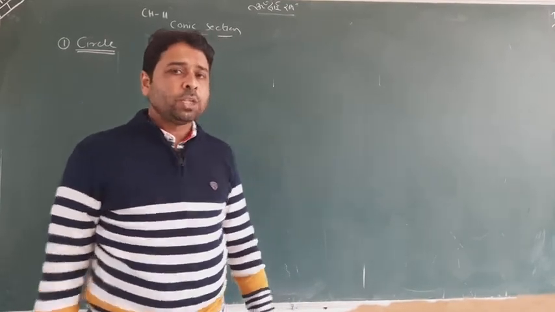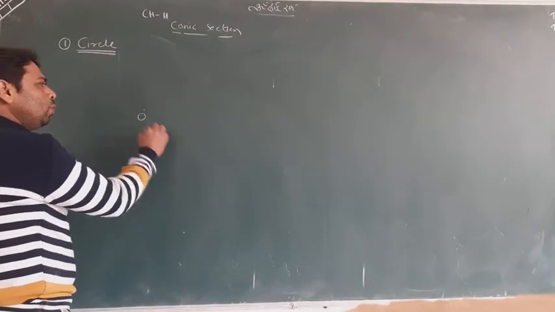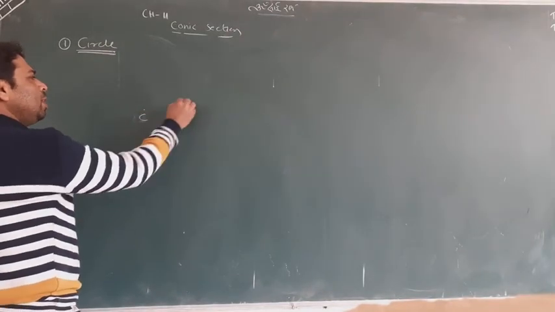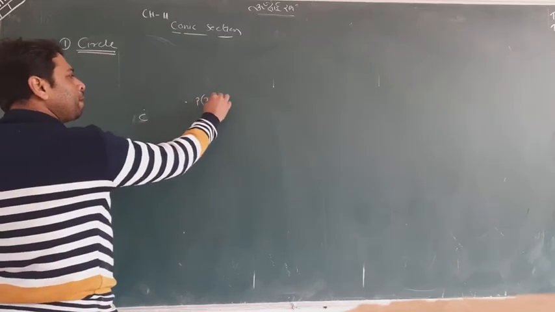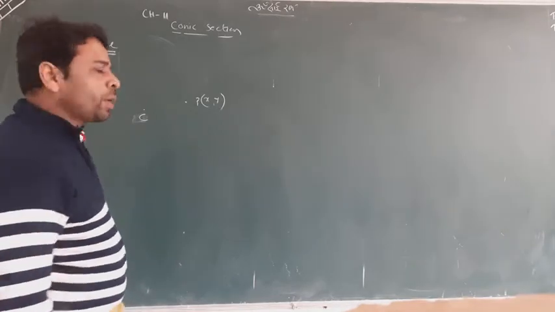What is a circle? This is a very simple definition. This is a fixed point, suppose C. This is a movable, variable point P.